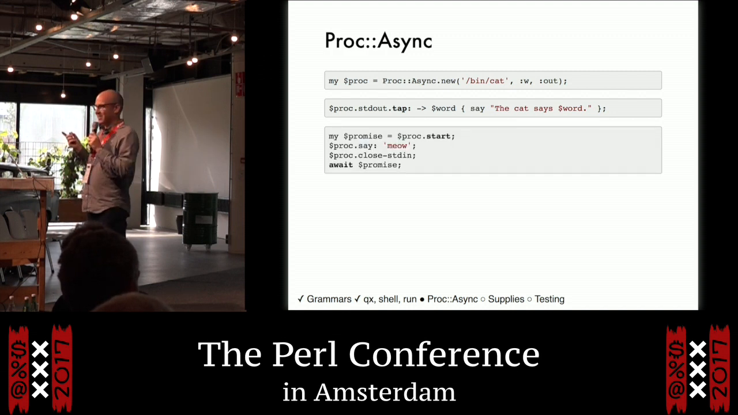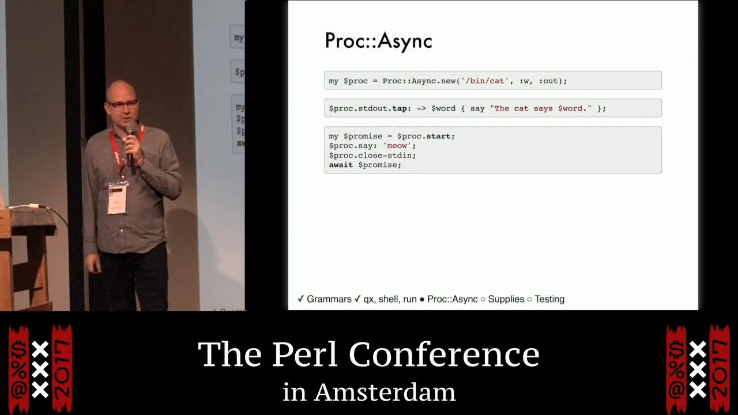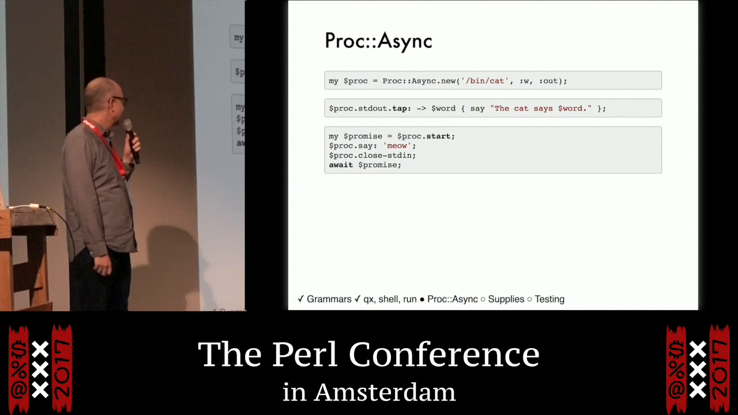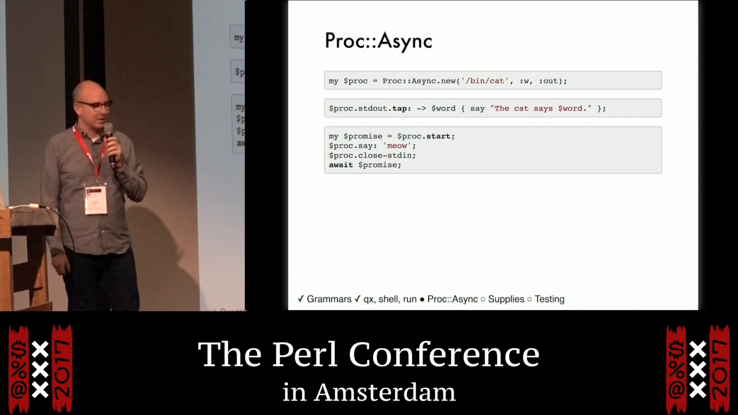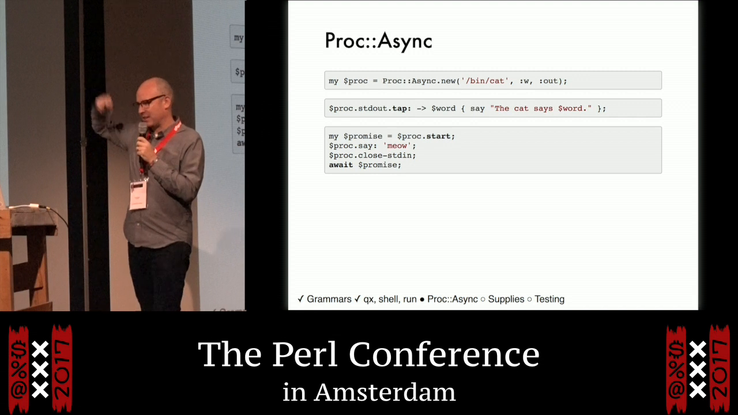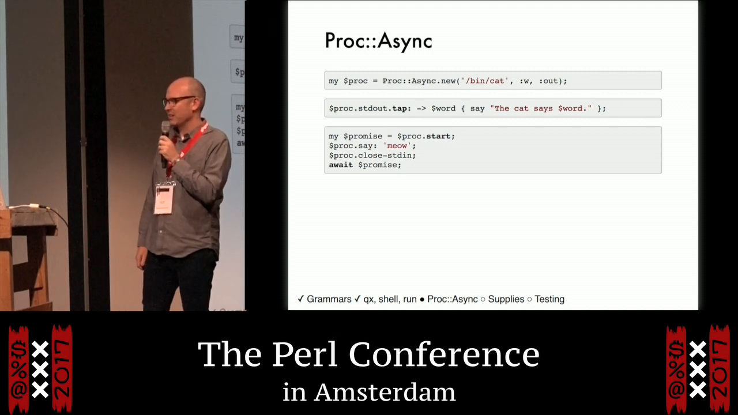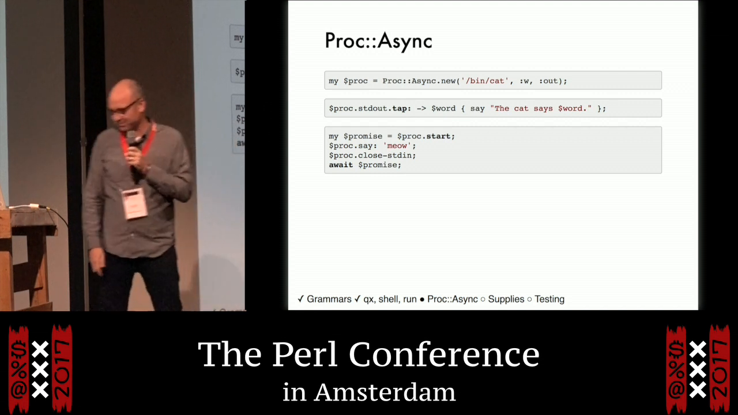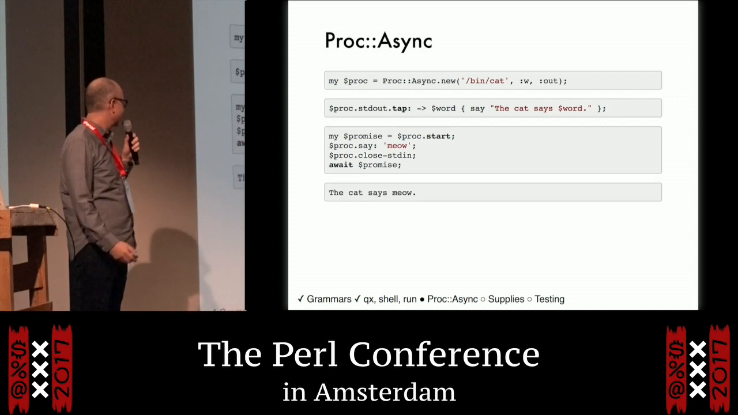Then you can call proc.start, which schedules the proc to be run and returns a promise, after which you can send stuff to standard in just by calling proc.say. And if you close standard in, then that'll finish cat, so cat won't be doing anything anymore. And then you await the promise, and then it'll finish. So you get the cat says meow.